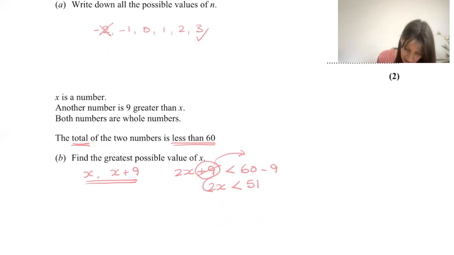Now I want to get x on its own. It's a times on that side, so the 2 is going to land as a divide. That's going to give me x is less than 25.5. Go back and check in with that question. It said find the greatest possible value of x, and x is a whole number. So the greatest possible value is 25.